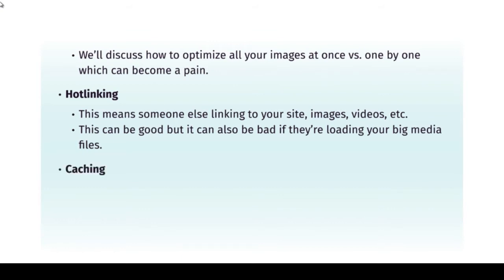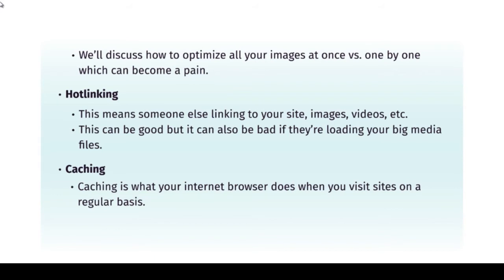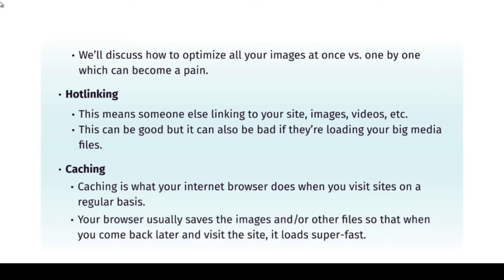The next thing is caching. Caching is essentially what your internet browser does when you visit sites on a regular basis. Your browser usually saves tons and tons of images and other files like HTML files, CSS files, and other files, so that when you go back to that website at a later date, it's already sitting on your computer, and therefore it loads super fast. You can do the same thing with WordPress. We'll discuss that later on as well.